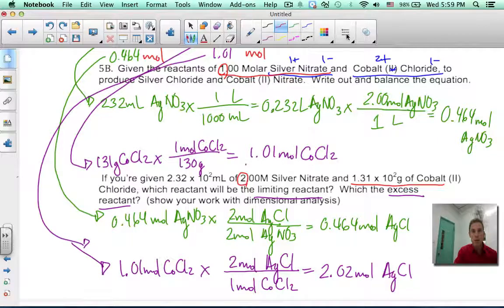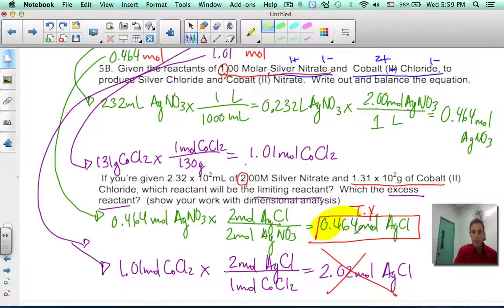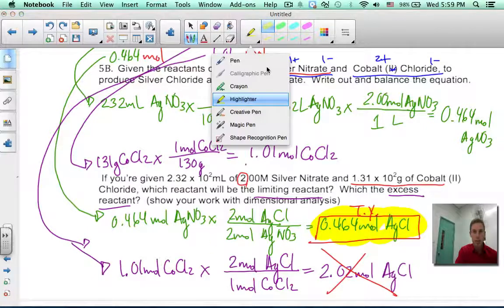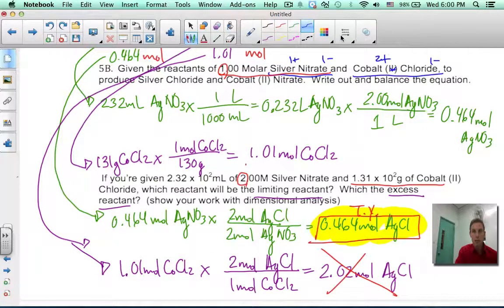So now you can see that this one never happens, so you cross it out. This is your theoretical yield. Okay, we can highlight that. And this is your limiting reactant. This is your excess reactant, so we'll label those as well. We'll take our blue pen and we'll say, hey, this is the limiting reactant, this is the excess reactant, and this is your theoretical yield. And you can label it up in the problem too if you want.